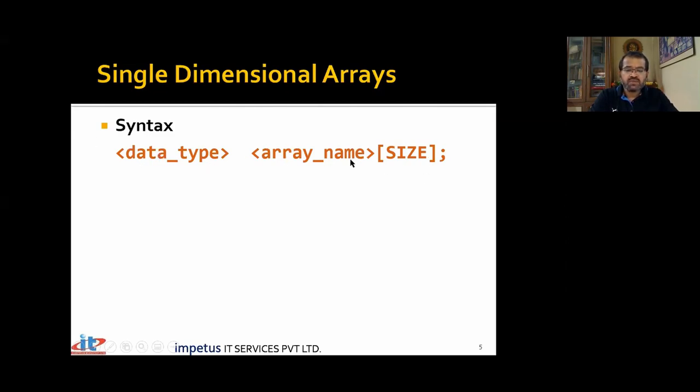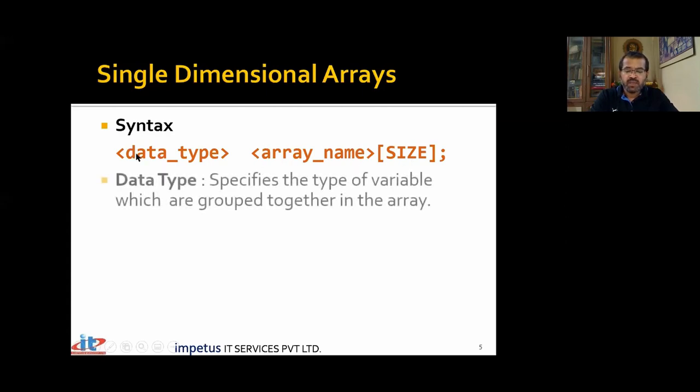What does the data type specify? What does this array name specify? What does this size specify? Let's try and understand. This data type tells us, if an array is a group of variables, what is the data type of those variables? Say if I say int a of 5, that means all those 5 variables are of type integer. If I say char array name, that means all the variables inside that array are of type character. If I say float over here, then that entire group of variables is of type float.